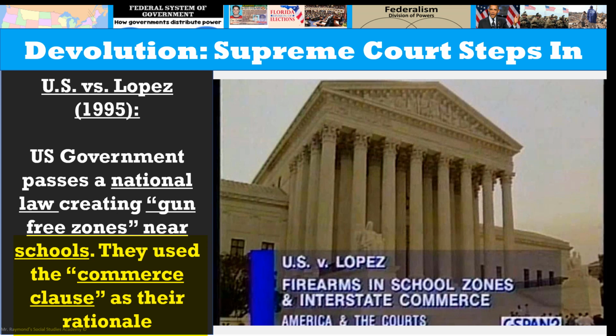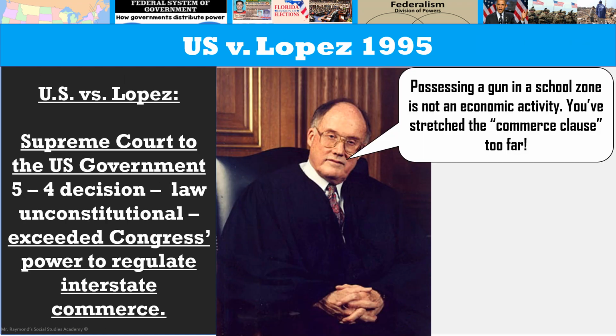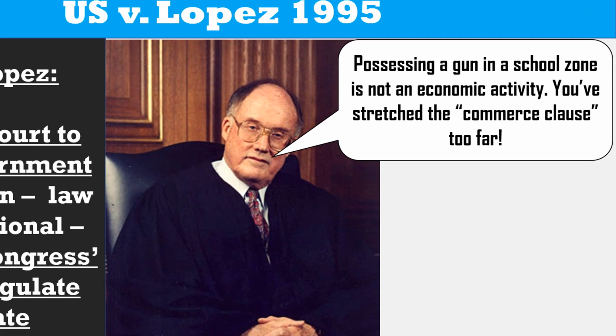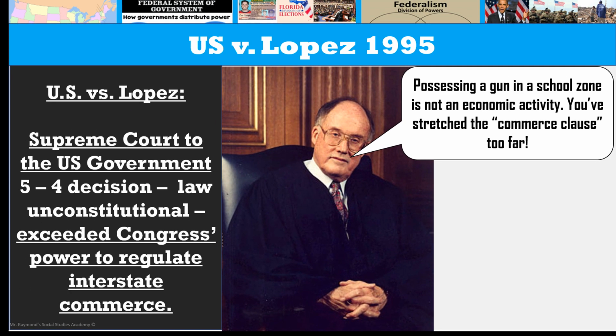The federal government claimed that the Interstate Commerce Clause gave them the right to regulate possession of firearms, in this case, near school zones. The court ruled that the federal government had stretched their definition of interstate commerce a little too far and struck down the law, as well as striking a blow to the U.S. Congress's use of the Commerce Clause.